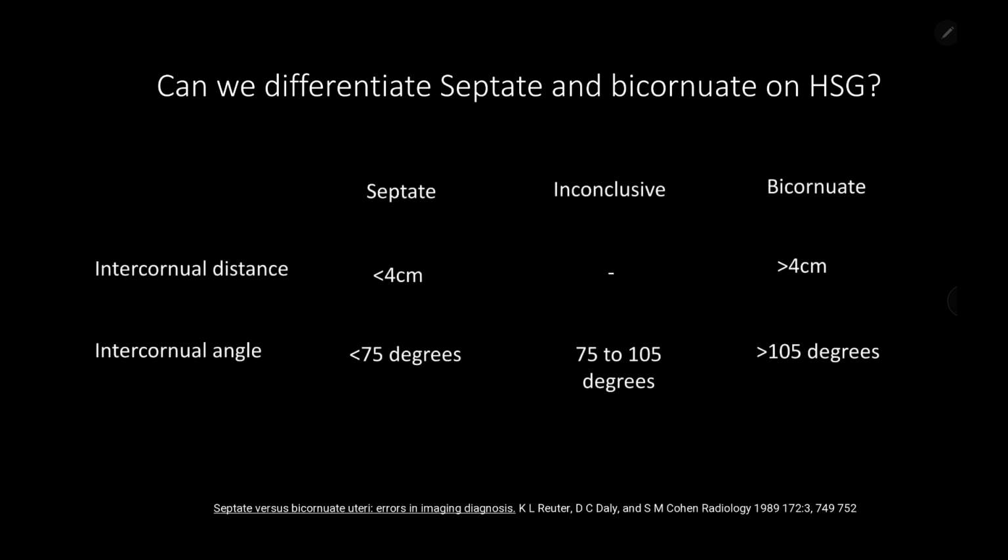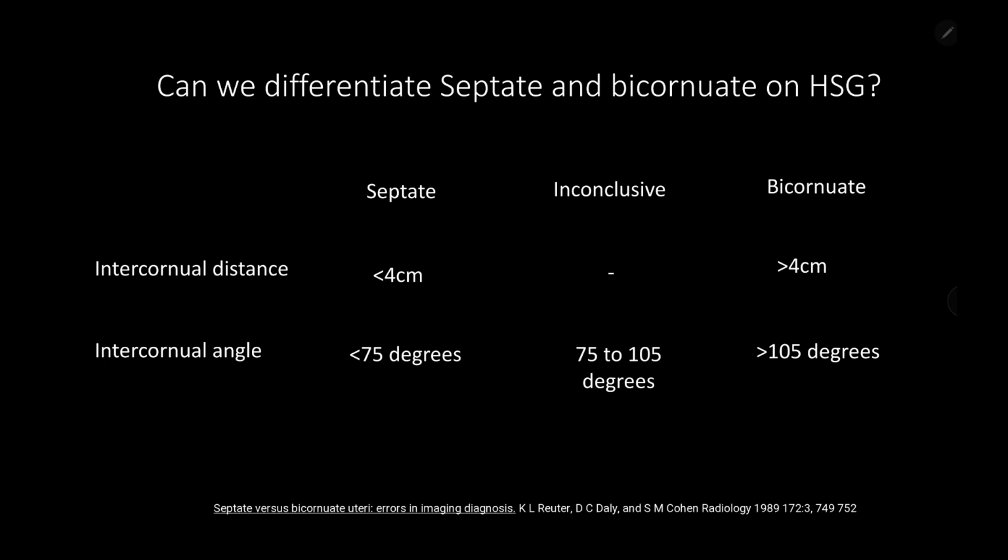So, is it even possible to differentiate between septate and bicornuate uterus just on HSG? Well, to answer this, to some extent, yes, it is possible to differentiate them. But how much extent is it possible? So we talked about the intercornual distance and intercornual angle and how do we measure them. For intercornual distance, the number is fairly simple, which is 4 centimeter. If it is less than 4 centimeter, then very high chance that it is septate uterus. If it is greater than 4 centimeters, very high chance that it is bicornuate uterus.